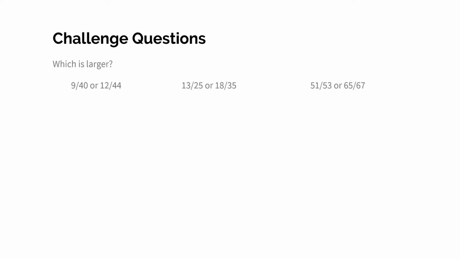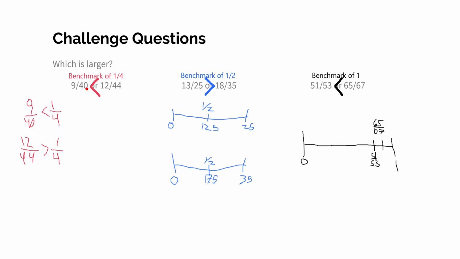Alright, I hope you guys fared okay, and I hope this is what you guys came up with. I'll start with 9/40 compared to 12/44. Using the benchmark of 1/4, I hope you figured that out, because they're both very close to 1/4. We know that 9/40 is less than 1/4, because 10/40 is 1/4. And then a fourth of 44 is 11, so 12/44 is more than 1/4. So just by comparing these two fractions to 1/4, we can determine that 12/44 must be larger than 9/40.